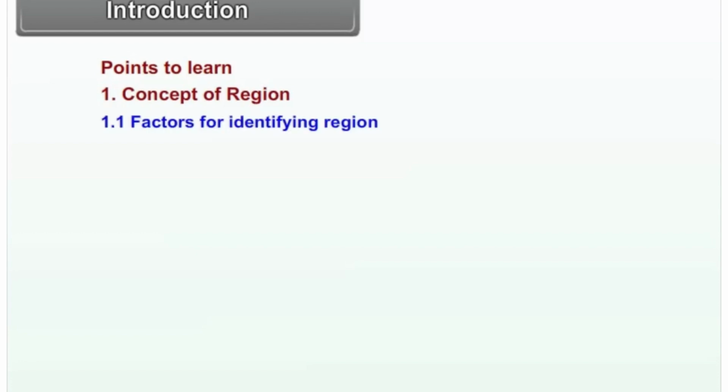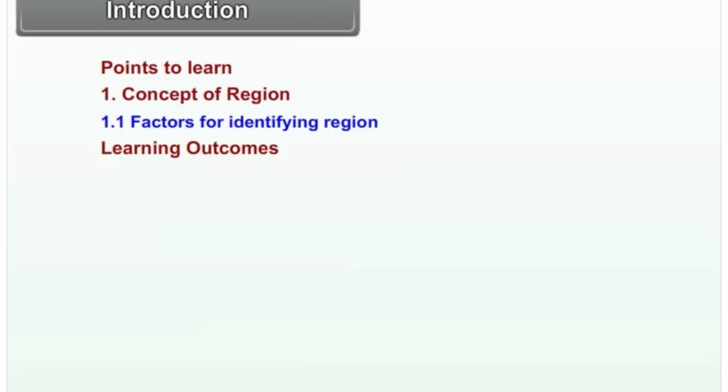Standard 9, Geography, Chapter 1, Concept of Region. Points to learn. Concept of region. 1. Factors for identifying region.